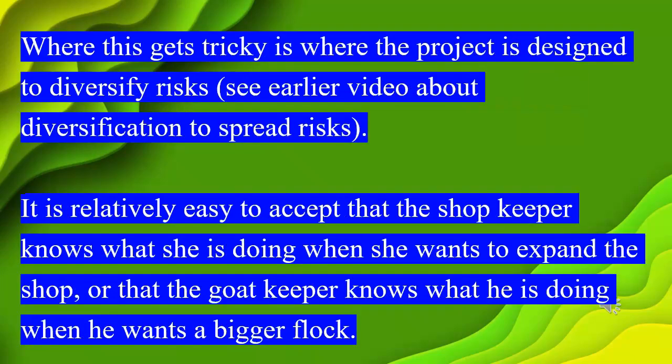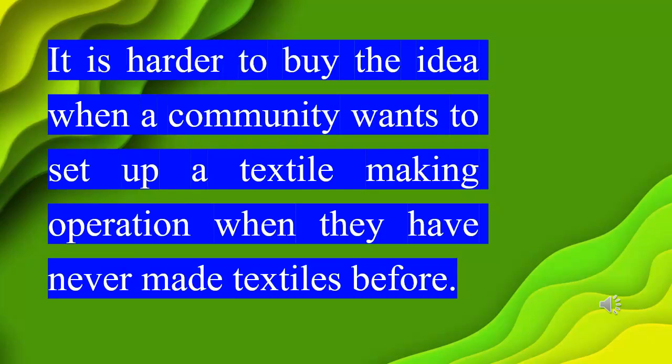Where this gets tricky is where the project is designed to diversify risks. See the earlier video about diversification to spread risks. It's relatively easy to accept that the shopkeeper knows what she is doing when she wants to expand the shop, or that the goat keeper knows what he is doing when he wants a bigger flock. It's harder to buy the idea when a community wants to set up a textile making operation when they have never made textiles before.